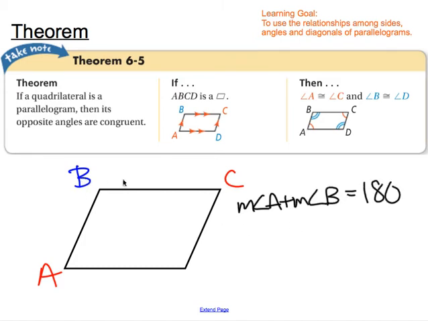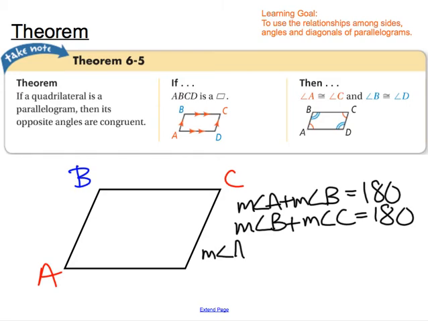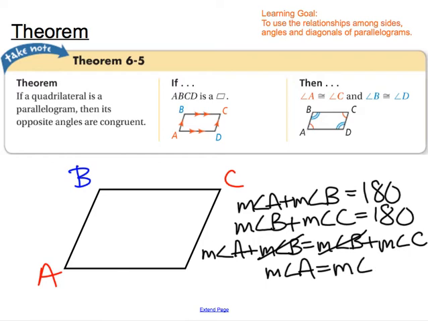I also know that B and C are supplementary, so the measure of angle B plus the measure of angle C equals 180. Since both of them equal 180, I can set them equal to each other by substitution. So I have the measure of angle A plus the measure of angle B equals the measure of angle B plus the measure of angle C. Since the measure of angle B appears on both sides, I can eliminate it using the subtraction property of equality. And so now I have the measure of angle A equals the measure of angle C, and therefore angle A has to be congruent to angle C.